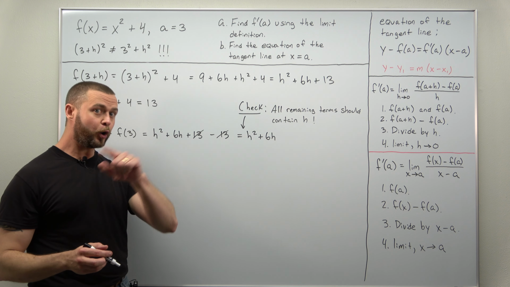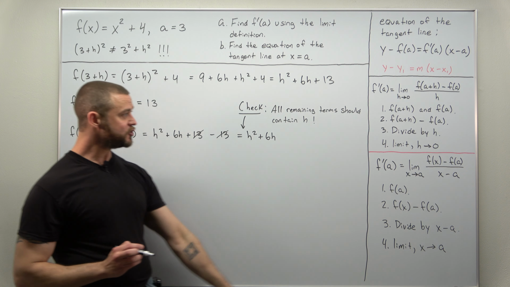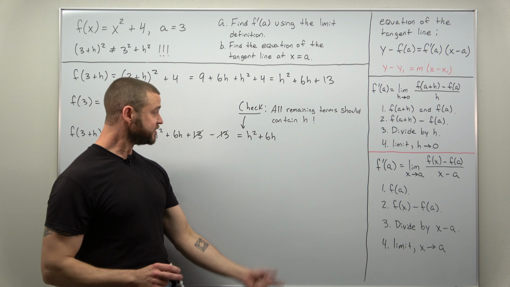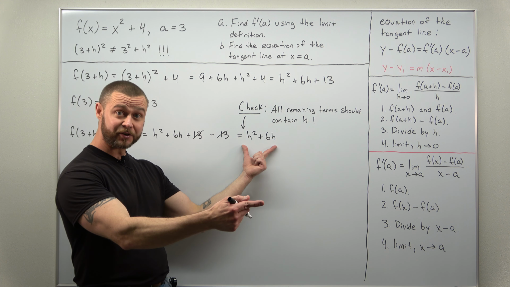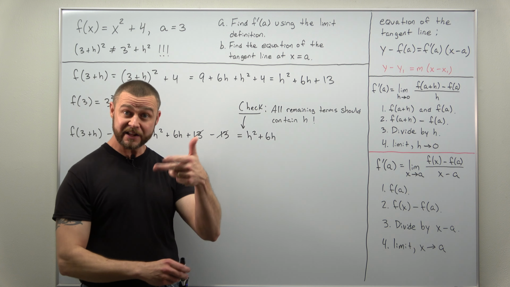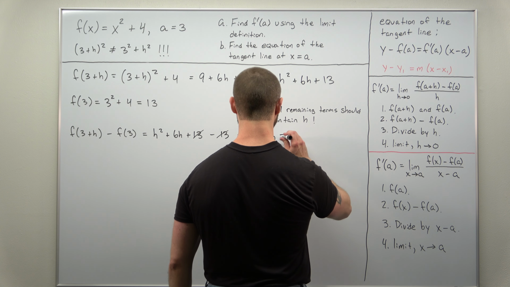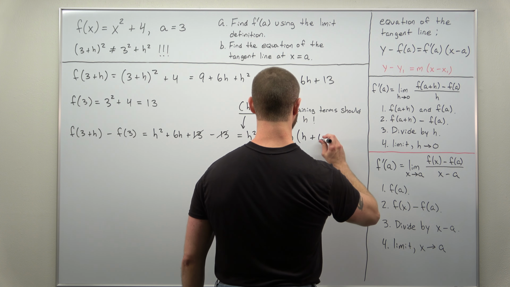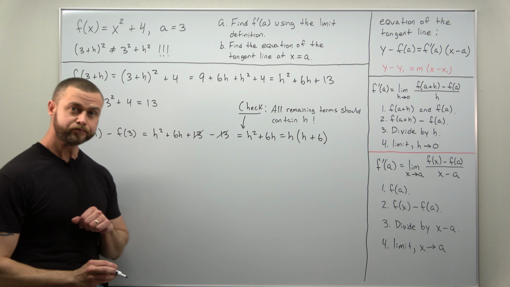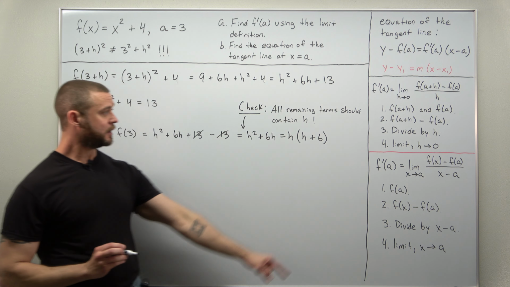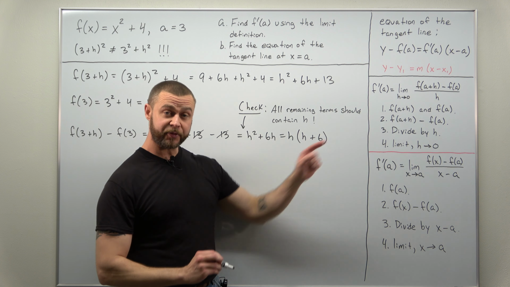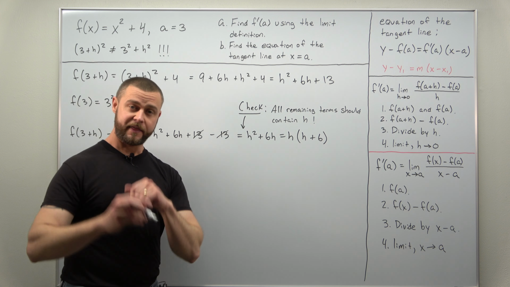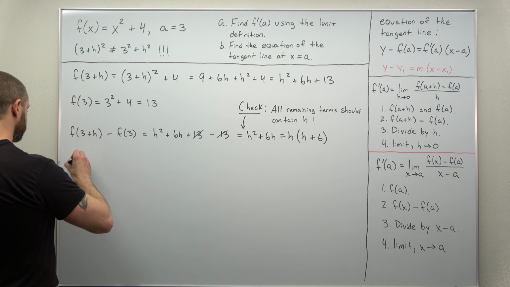The reason why you want all terms to contain a factor of h is for step 3, where you divide by h. Now let's make that easy here. Since every term has a factor of h in it, let's go ahead and factor h out. And we'll write that as h times h plus 6. And that's as far as we can take step 2. Now we're going to go to step 3, dividing by h, and the h that we factored out, that will cancel. But let's write it all down.